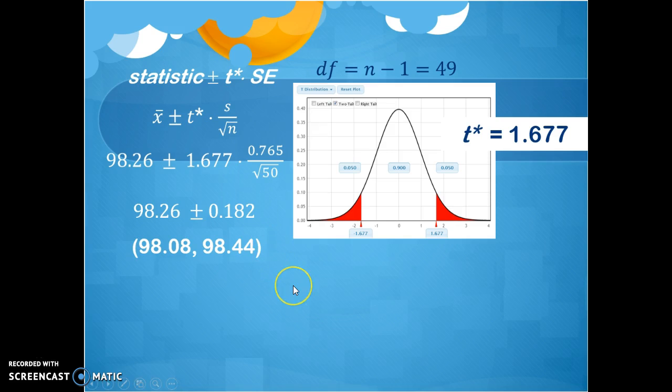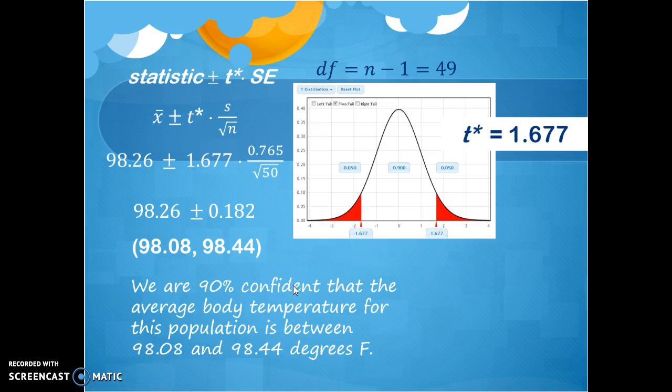and we get a 90% confidence interval of about 98.08 to 98.44. And the interpretation is the same. 90% confident, average body temperature for this population is between 98.08 and 98.44. The only real difference we're doing here from the bootstrap distribution is that we're using formulas to calculate the standard error, and we're using this theoretical t distribution to give us our multiplier. So we're not just going up and down 2, we're not just picking percentiles. We're using some exact theory and formulae here to get to this.